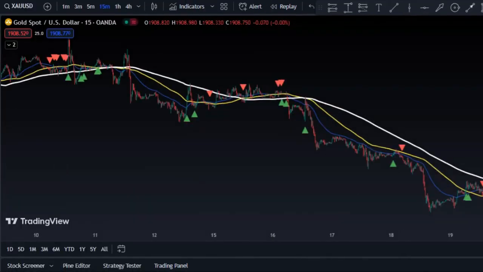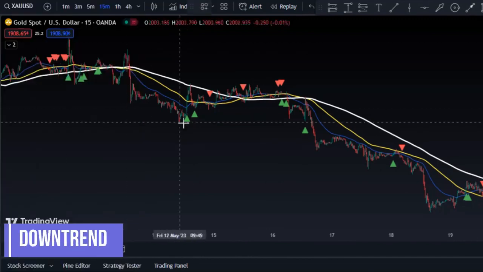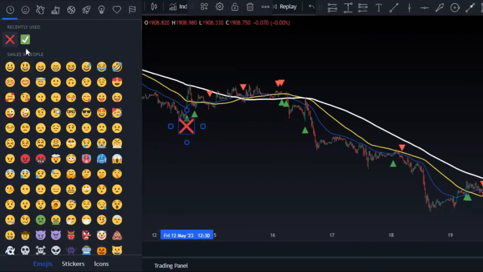And similarly, when the candles are forming below all 3 moving averages, we name the market trend downward and remove all buy signals and only consider sell signals for further review.